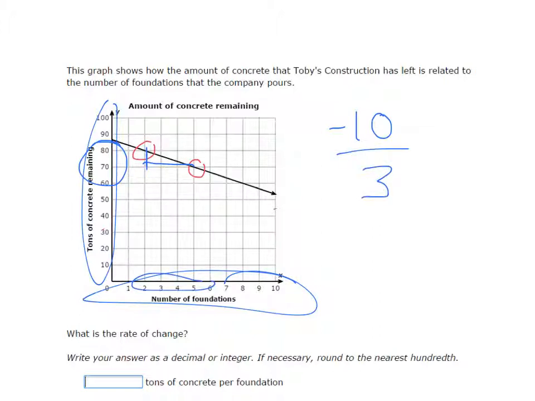Okay, and it says write your answer as a decimal or integer, and if necessary, round to the nearest hundredth. So, negative 10 divided by 3. Remember, it's negative because we went down instead of up. That would give us, to the nearest hundredth, negative 3.33.